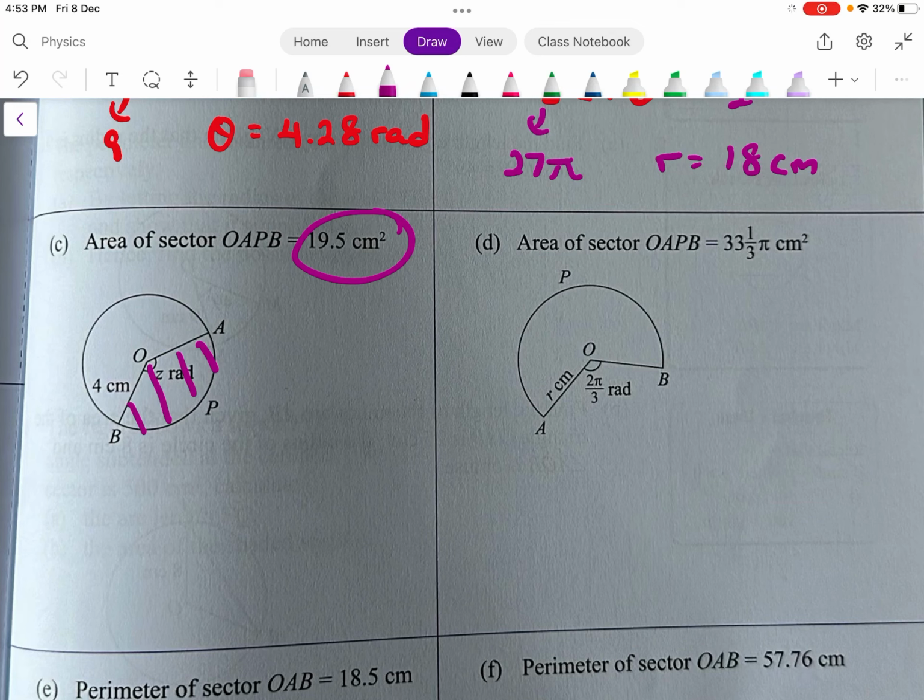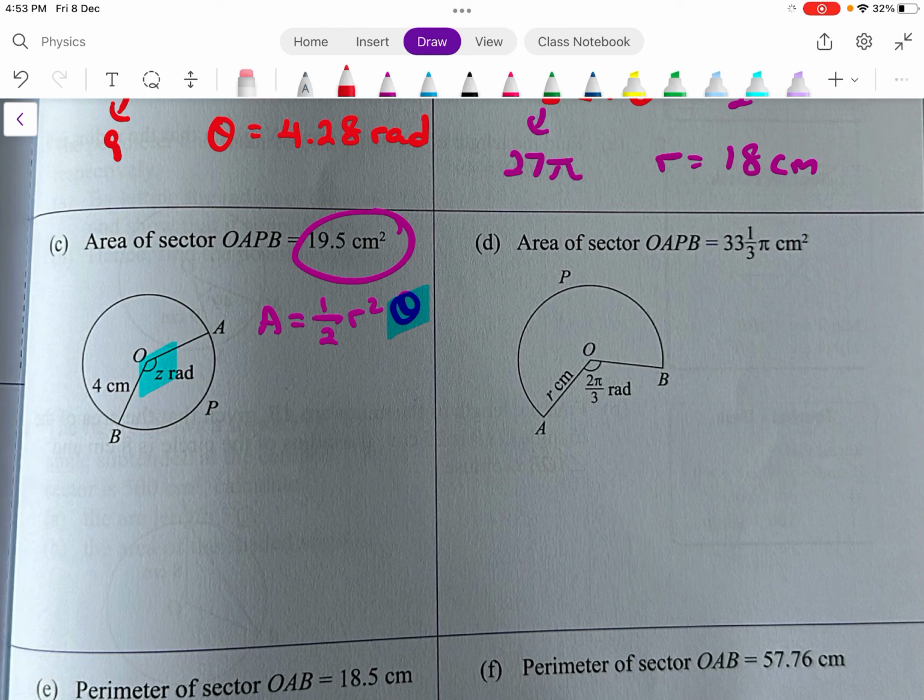When we are given area, now it's time to use the second formula, A equal to half R square theta. Let's see what we are asked to find. We are asked to find Z radian, meaning that we are asked to find the theta right here. So let's see what we are given.